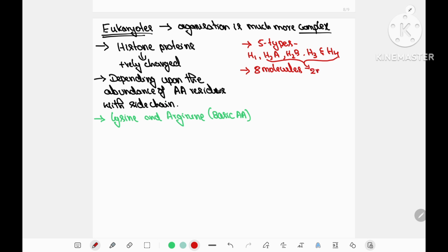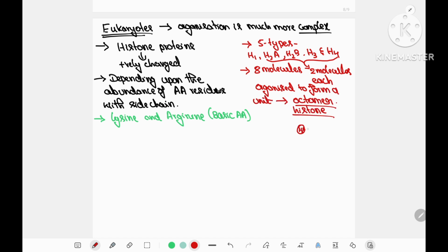There are 5 types of histone proteins: H1, H2A, H2B, H3 and H4. Eight molecules of H2A, H2B, H3 and H4 together result in the formation of an organized unit called the histone octamer. That is, there are 2 molecules each of H2A, H2B, H3 and H4. All together, it forms one unit called the histone octamer. Since the proteins are positively charged, the histone octamer also has a positive charge.